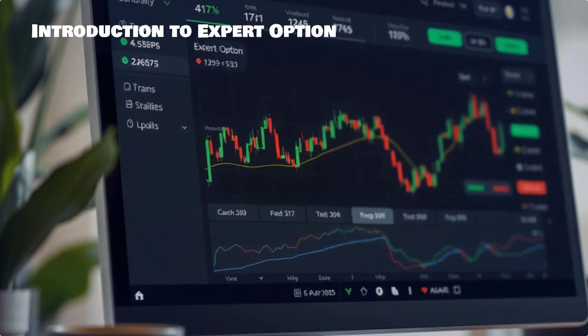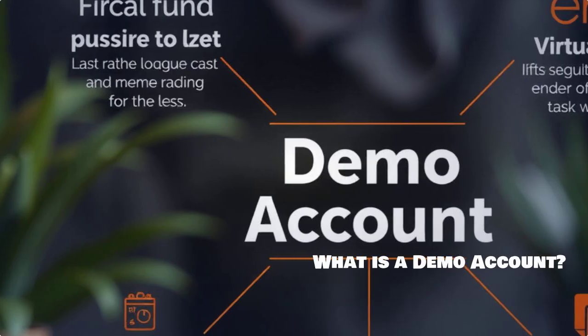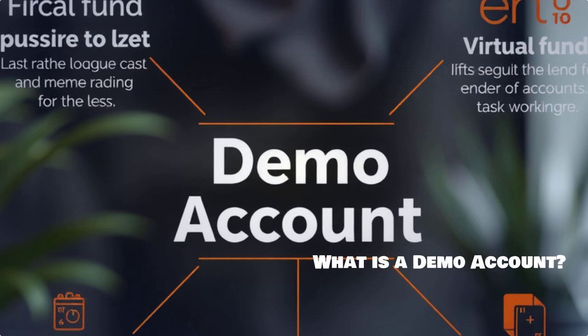Welcome to our quick guide on using the Expert Option Demo account. Today, we'll help you understand how to make the most out of the features available. A demo account allows you to practice trading without any financial risk. It's perfect for beginners or anyone looking to hone their skills.